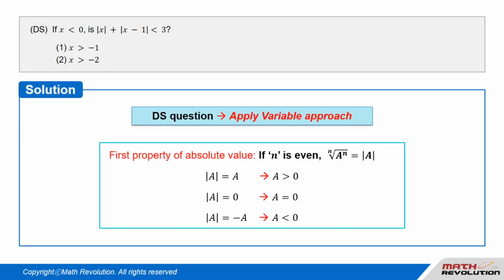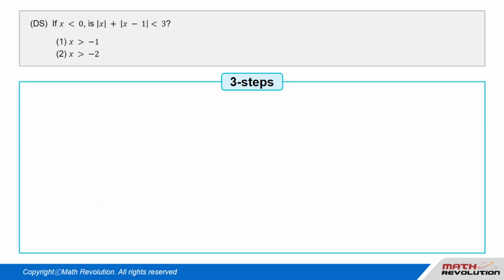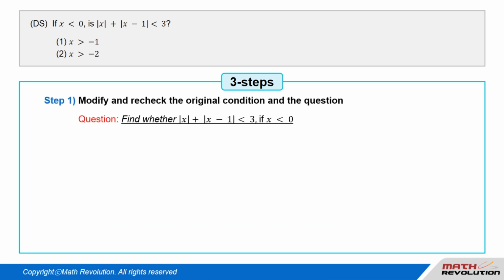Solution: let's solve this DS question using the variable approach. Let's apply the 3 steps of the variable approach. Let's follow the first step by modifying and rechecking the original condition and the question. In the variable approach, the most important part is the modification, which is the first step.